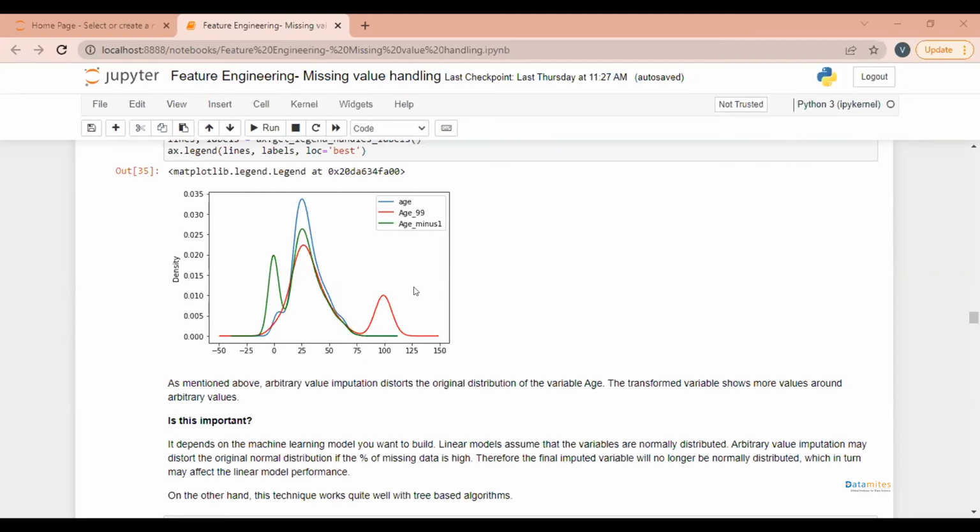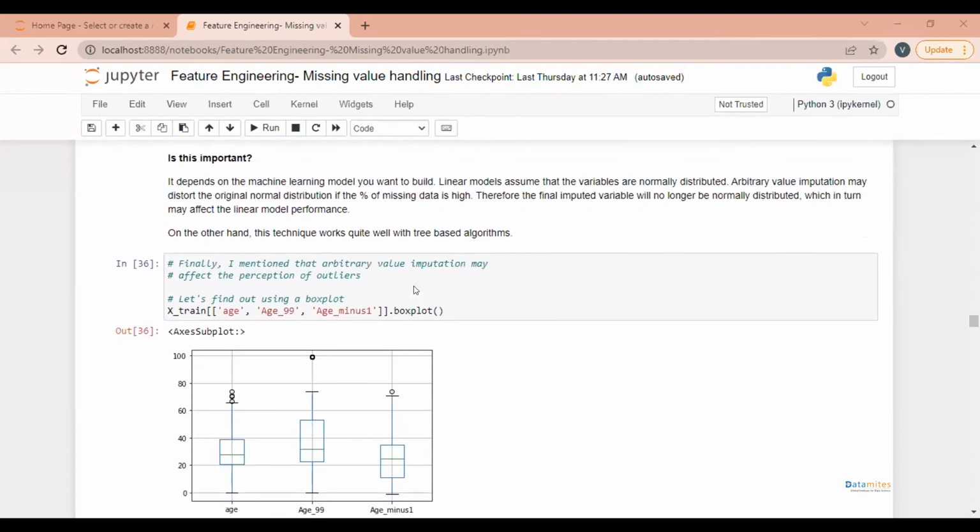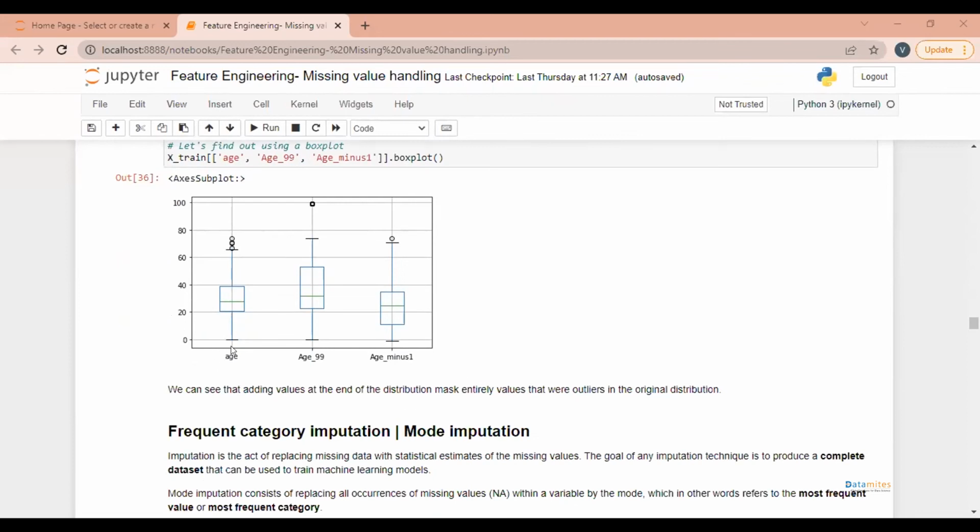However, in case of a higher percentage of missing data, we always have to check the impact on the distribution and also on the outliers. How much is it affecting them? So let's see how much it has affected the outliers. This is the box plot for age before imputation. This is after 99 imputation. We can see most of the outliers have been covered. This is due to the fact that we have included 99 in our distribution, and hence detection of outliers has reduced. The same thing has happened with -1 imputation also. So they have kind of masked the outliers.